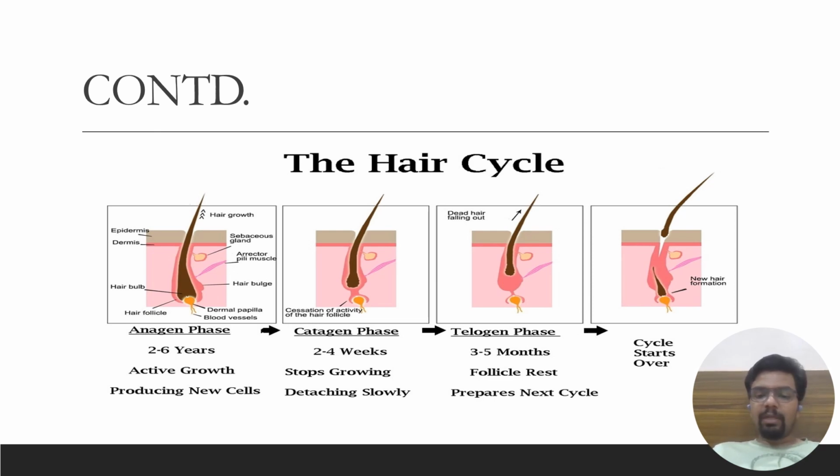And in case of the telogen phase, the dermal papilla also shrinks and the dead hair is falling out. And after the dead hair falls out, new hair formation takes place, and the cycle starts over with the anagen phase.